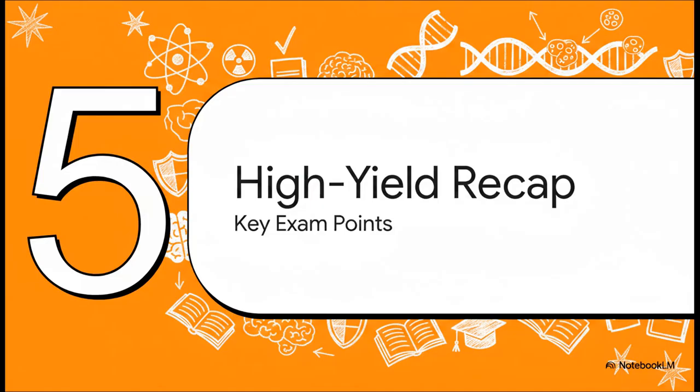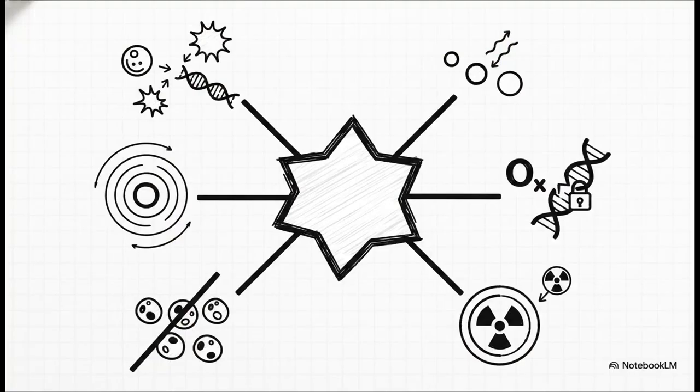All right, let's bring it all home. We're going to consolidate everything into the most important high-yield points. If you only remember one slide from this whole explainer, make it this one. This is pure exam gold. Here we go. The key mechanism for photons? Indirect action through free radicals from water. The primary physical interaction? Compton scattering.